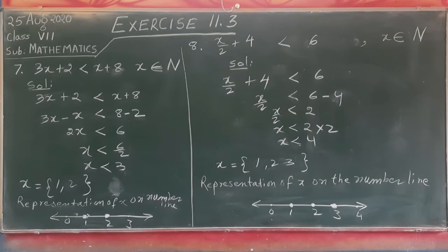So less than 4, natural numbers will be 1, 2, 3. That will be the solution set. And then represented on the number line, only 1, 2, 3 will be darkened.